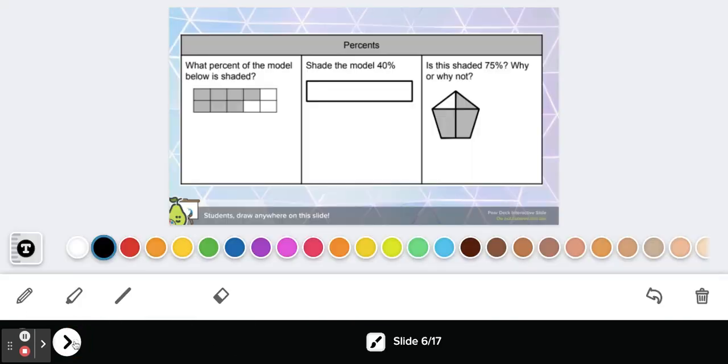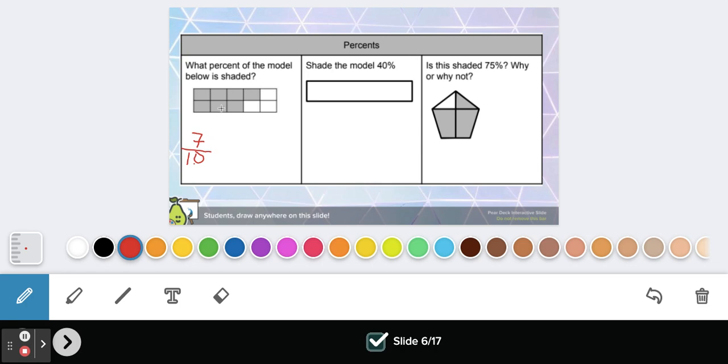So now if I move on to our example, at least in this part, the percents, we're going to use the different methods. One of the methods was to use reasonableness. What percent of the model below is shaded? If I look at this, let's count how many boxes we have. 1, 2, 3, 4, 5, 6, 7, 8, 9, 10. We have 10 equal boxes. Remember how I said equal. So I have 10. Let me write that right here. Out of, right? 1, 2, 3, 4, 5, 6, 7. So I have 7 out of my 10 boxes, 7/10.